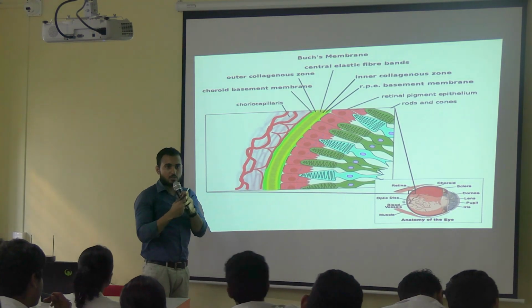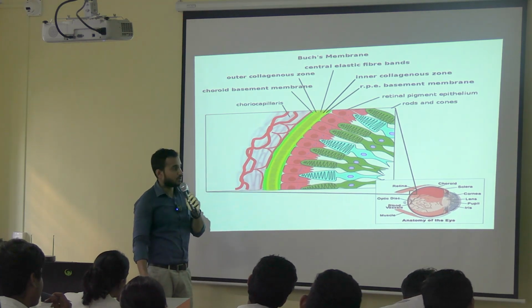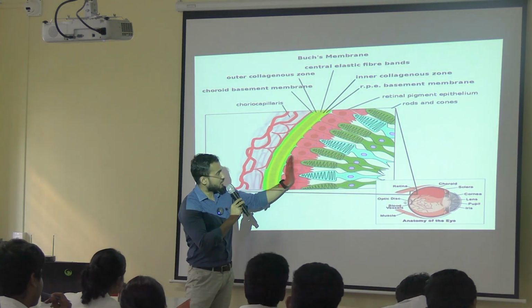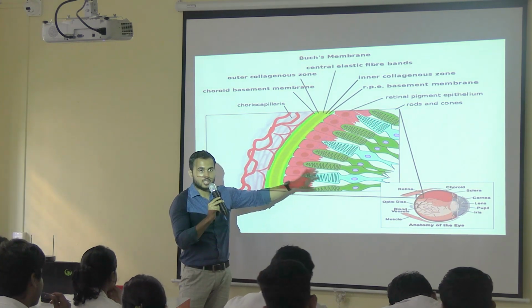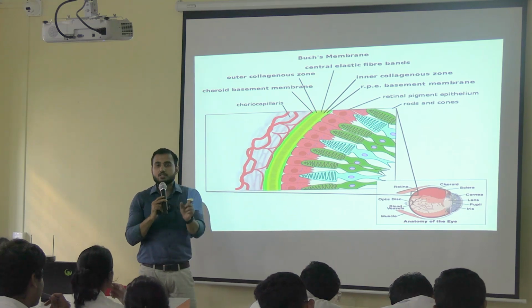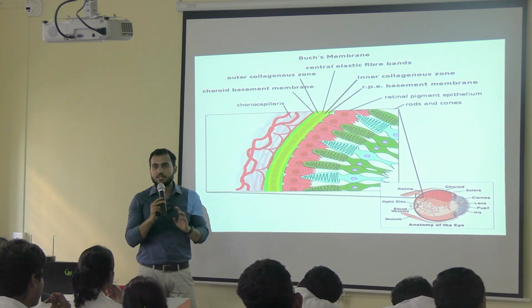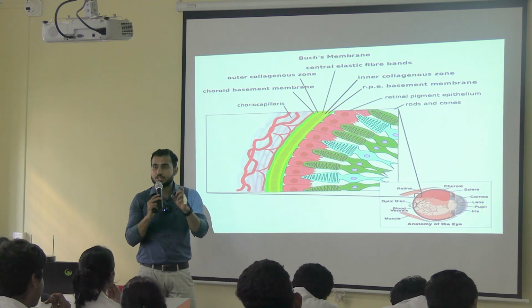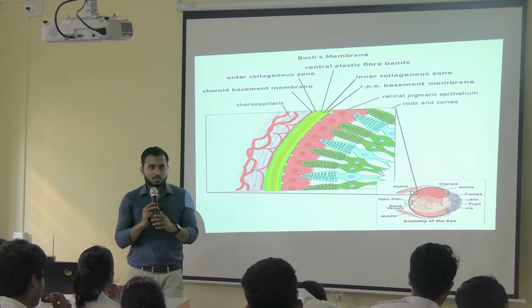So through this membrane only, the exchange is taking place. Like this, the outer 2-3 layers of the retina are getting blood supply and nutrients directly from the choroid. Now which molecule will pass through the Bruch's membrane? That will be decided by the Bruch's membrane itself, because it has selective permeability. Everything cannot pass. Okay.